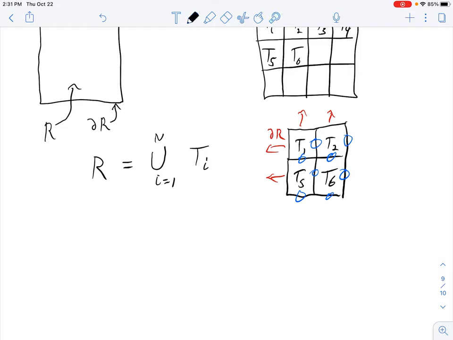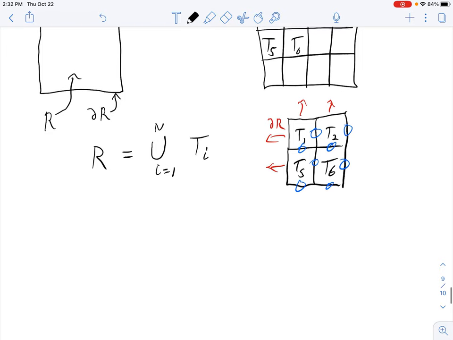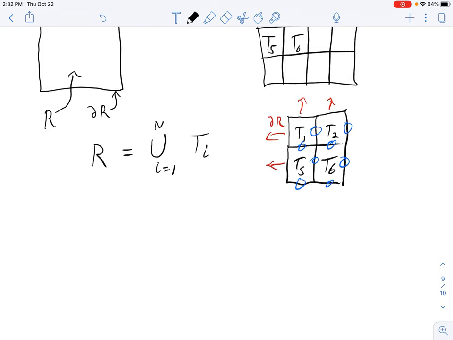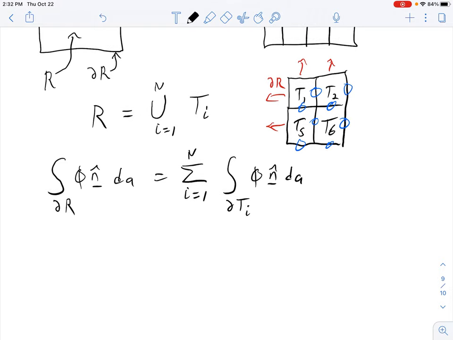So it's kind of trivial for the volume case that the integral over R is the sum of the integral over all the T's, but it also so happens that the integral over the boundary of R is equal to the sum of all of the boundary integrals, because all the internal face contributions cancel out. So we have that the integral over the boundary of R of phi n dA is equal to the sum, i going from 1 to n, of the integral over the boundary of Ti of phi n dA, since all the internal face contributions cancel out.